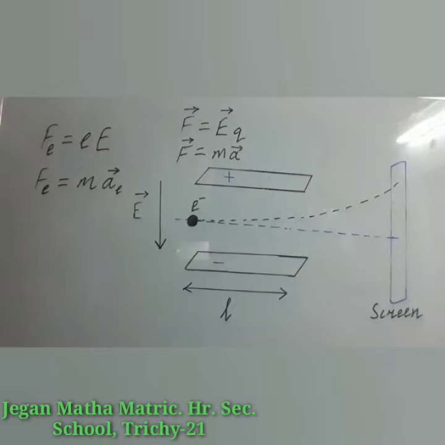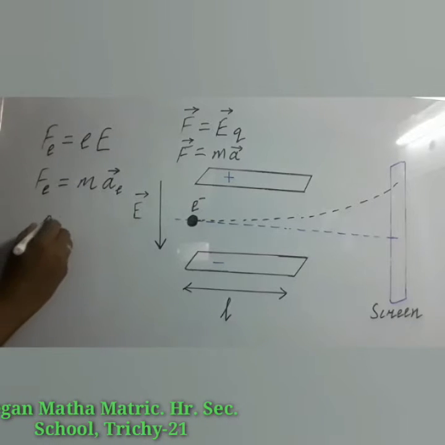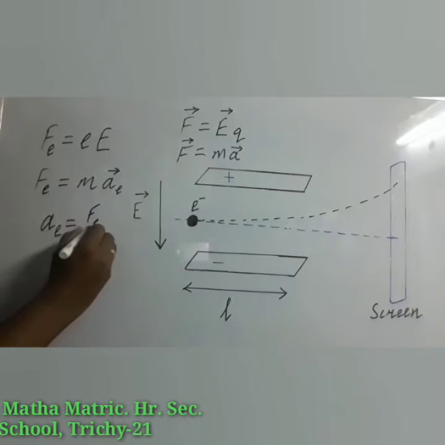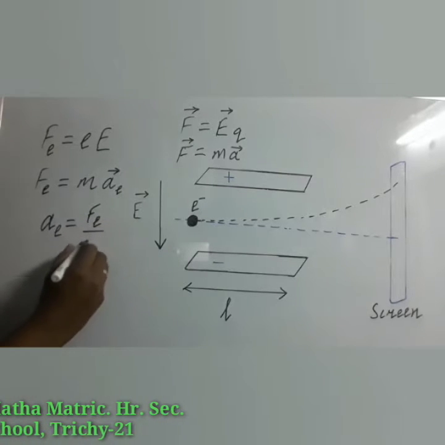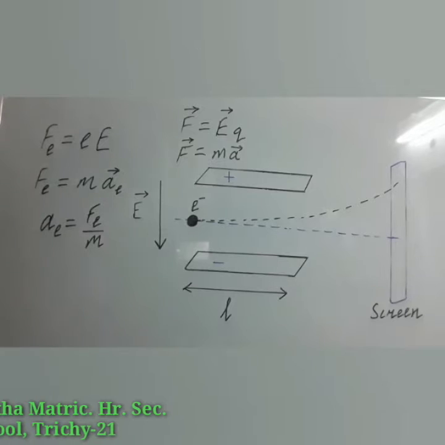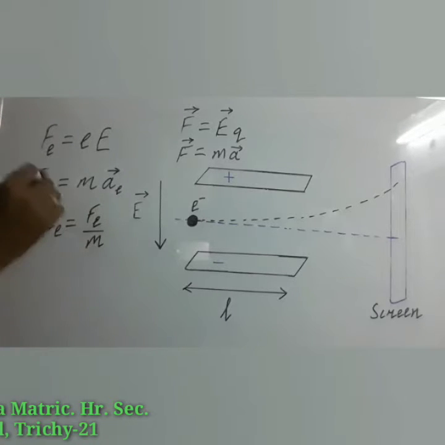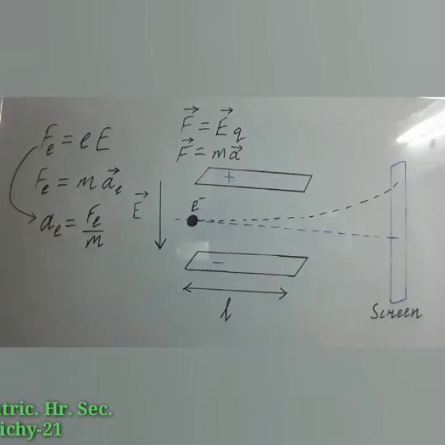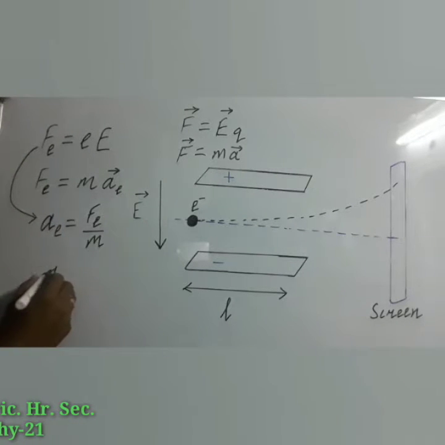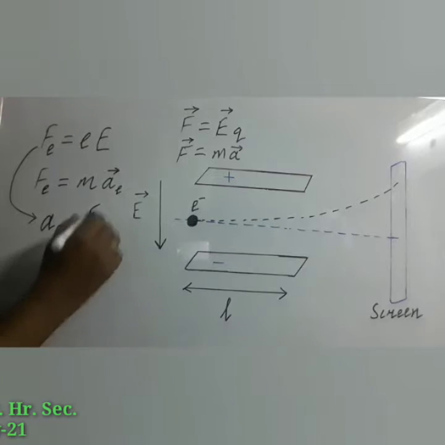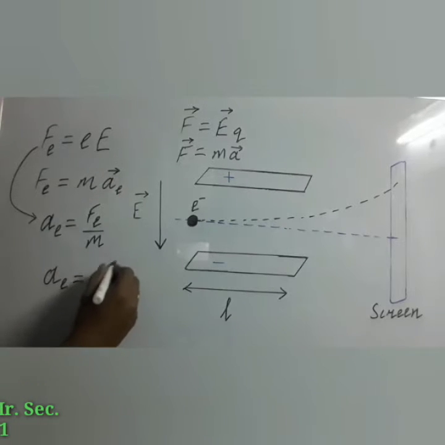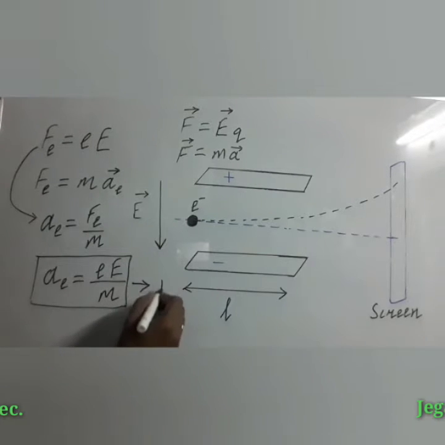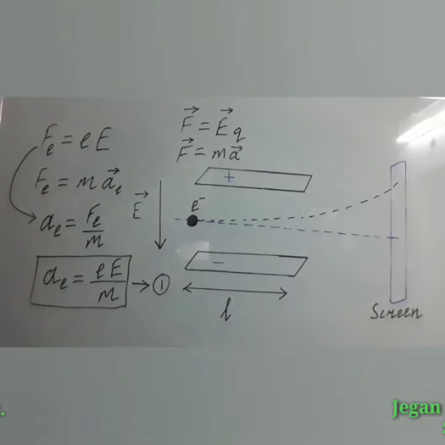We can rearrange this expression to find the value of the acceleration of the electron. a_e is equal to Fe by m. So we can write the expression of the electric force in this expression. a_e is equal to, what is the value of Fe? Ee by m. Let us consider this equation as the first equation.